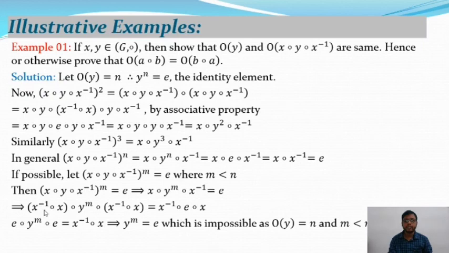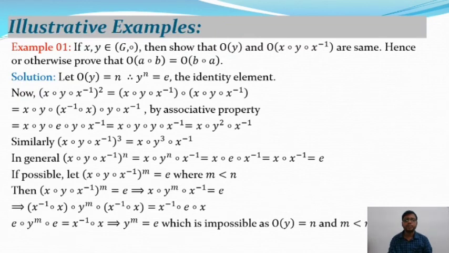Operating x inverse on the left and x on the right of this equation, we get x inverse composition x composition y to the power m composition x inverse composition x is equal to x inverse composition e composition x. And from the above equation we get e composition y to the power m composition e is equal to x inverse composition x. So x inverse x is equal to e, you know that e is the identity element. That means y to the power m is equal to e.